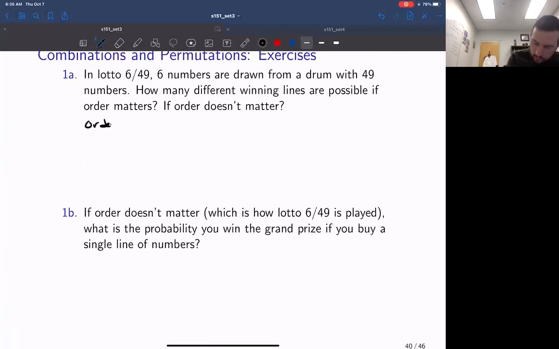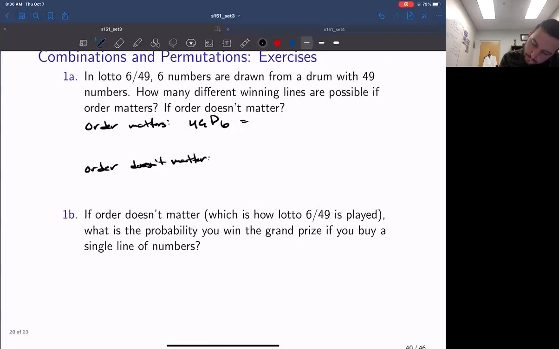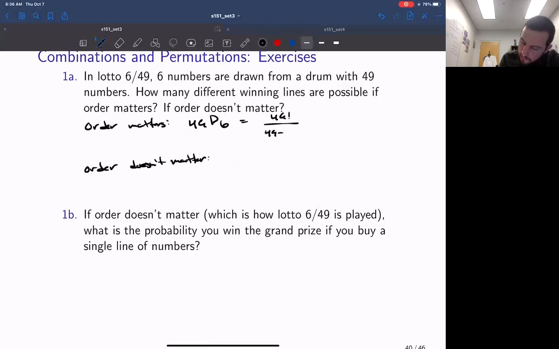So if order matters, then I have 49P6 different possible winning lines in the lottery. This would basically be saying that the line 1, 2, 3, 4, 5, 6 is different from the line 1, 3, 2, 4, 5, 6, for example. So if you have the right numbers, but they're just rearranged, then that would not count as a win. So we have 49 factorial over (49 minus 6) factorial, which is 49 factorial over 43 factorial, which is something insane.